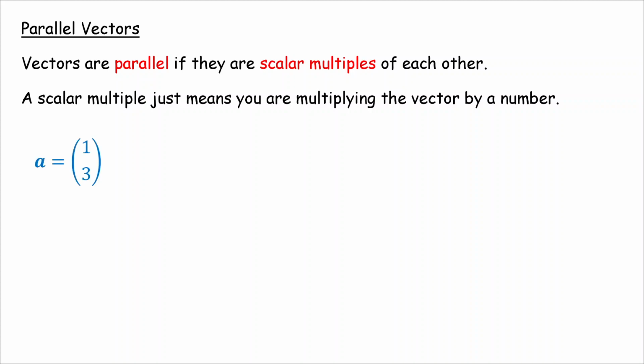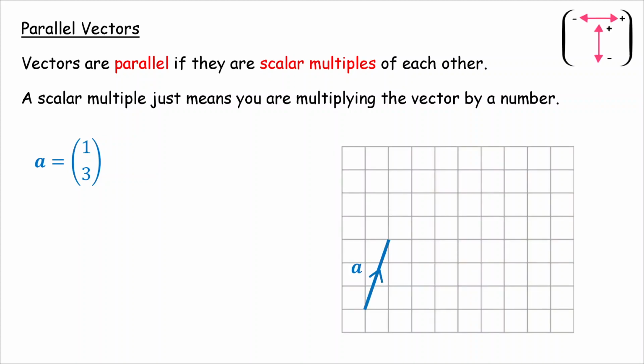So here, I've got vector a. Bold lowercase a is equal to (1, 3), written as a column vector. If I draw that onto a grid, which I've done here, I've got my vector a down here: we're going 1 across, up by 1, 2, 3. A scalar multiple just means you're multiplying, that's the key word there, your vector by some number.